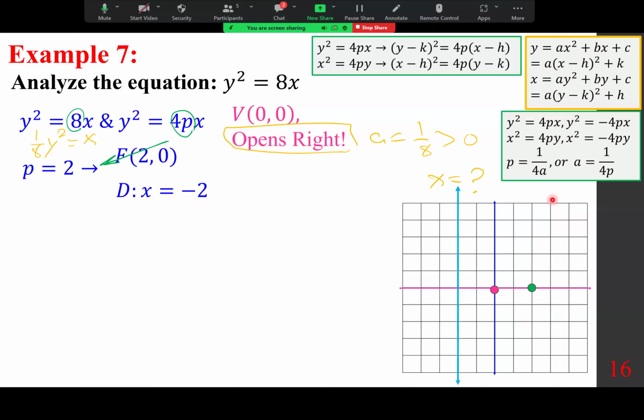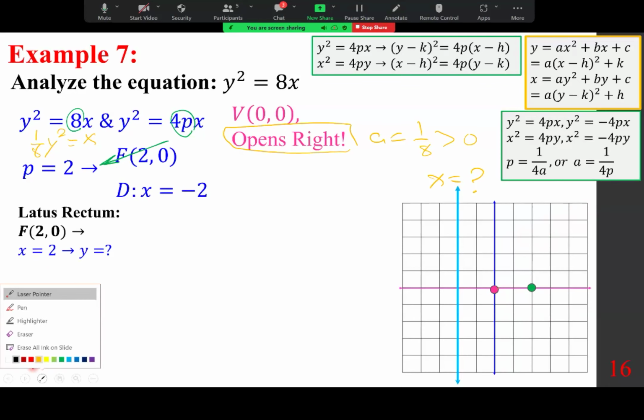Again, it's really a good idea that you have a rough sketch, and then it makes it easy to see everything else. Let's discuss the latus rectum. The focus is at 2, 0, and it opens this way. So again, let's have the graph so you see what I mean.